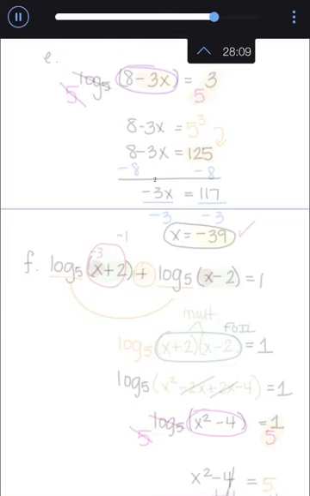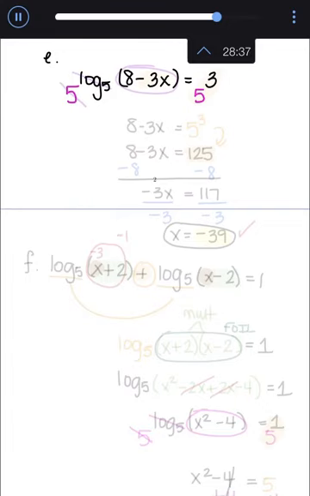Let's take a look at E. In E, we've got log base 5 of 8 minus 3x equals 3. So in this one, what we'll do is start off by getting rid of the log base 5 by doing an exponential base 5 to both sides. Again, that means whatever's on the sides of your equation become exponents.